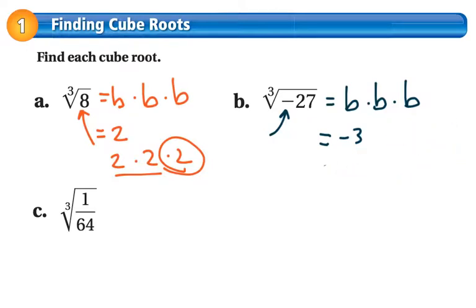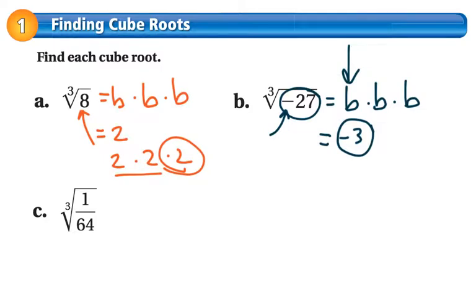Now, I'm using this extra process that I just erased of checking to see if it gives me that given number under the radical sign, but the cube root is actually just that one value, that one number that would get multiplied by itself and itself again.